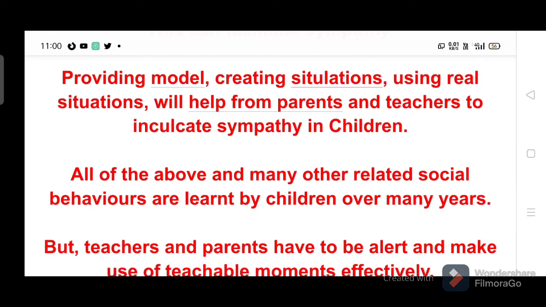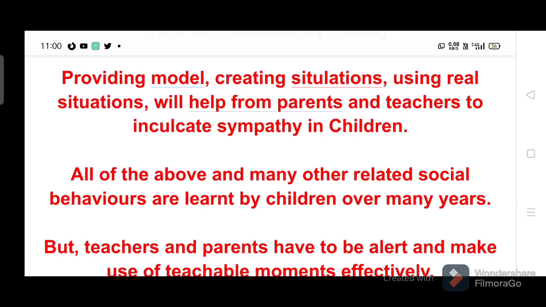And we can teach, develop or inculcate sympathy among children by providing a model. So the parents and teachers should become a model. We should show sympathy whenever others are in pain.